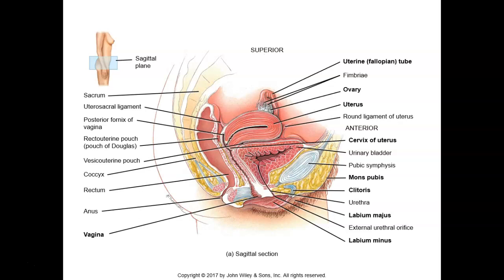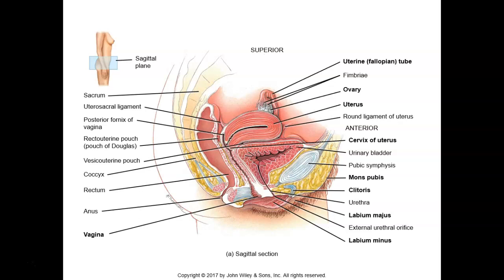Now, with the female reproductive system, obviously there's a fair amount of difference between the two. There are some similarities in the sense that both males and females have gonads. In females they're the ovaries, in males it's the testes.